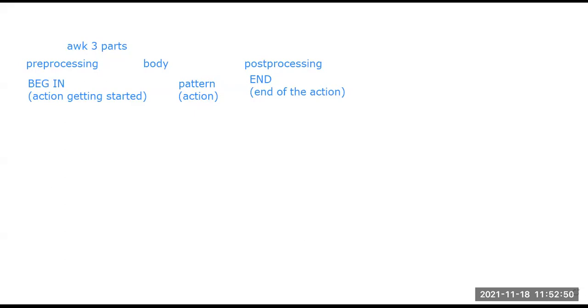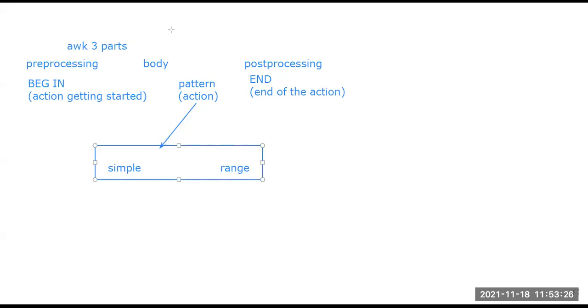Now, talking about this particular pattern, it has two categories: one is simple and another one is range. These are the two types of pattern. Now the simple pattern has four other pattern types.